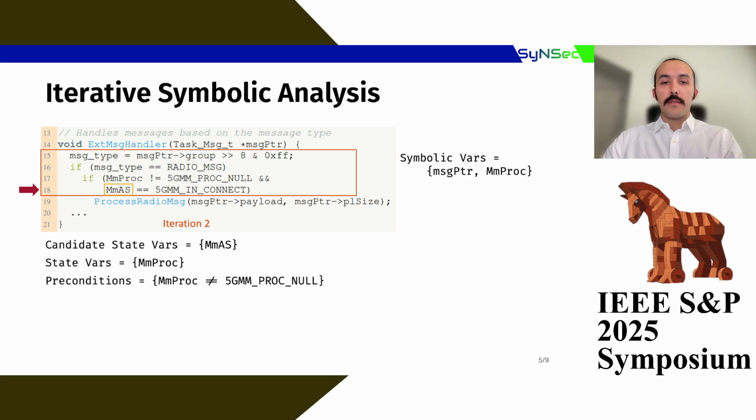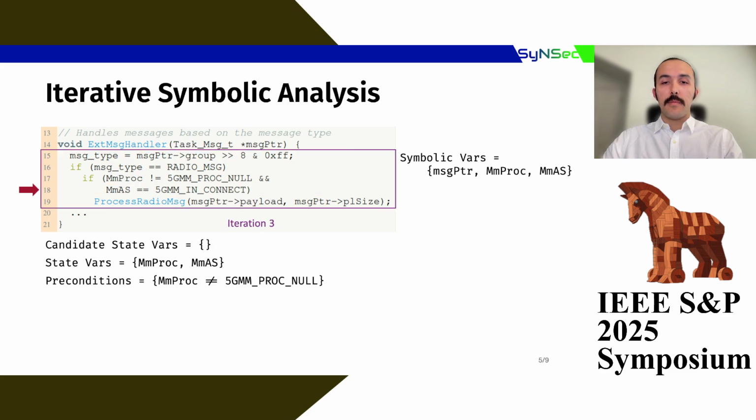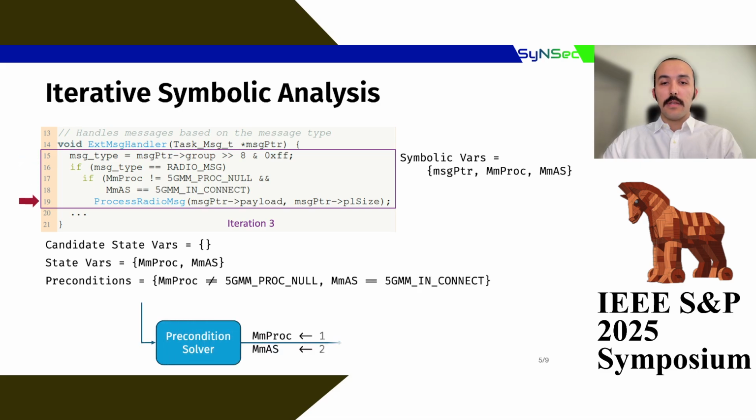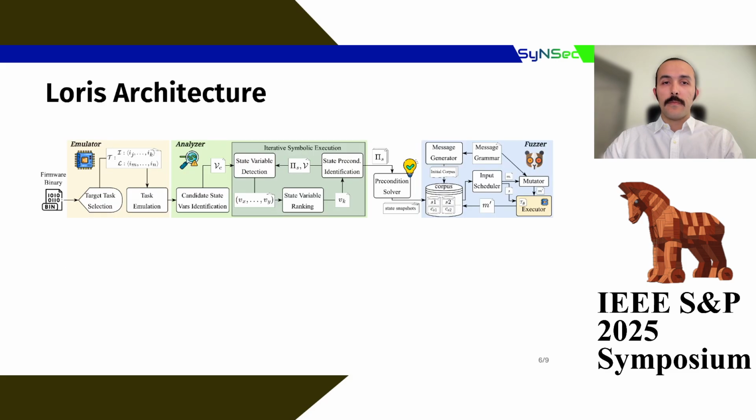Next, MMAS is used on line 18 in a branch condition and will be added to the set of state variables. Repeating for another iteration enables access to line 19 and records a new precondition. And solving these preconditions will allow the fuzzer to properly initialize the target task. By following this workflow, the analyzer ultimately discovers all preconditions required to reach the radio message decode function.